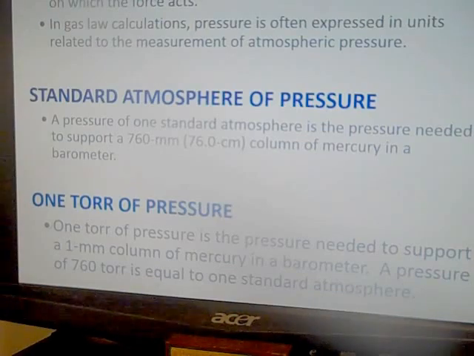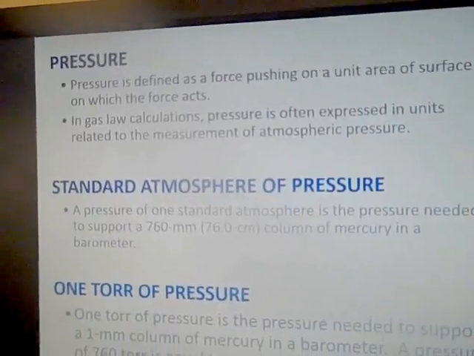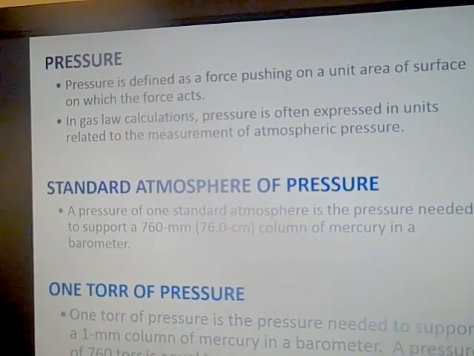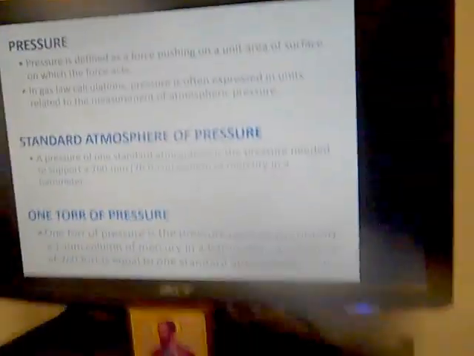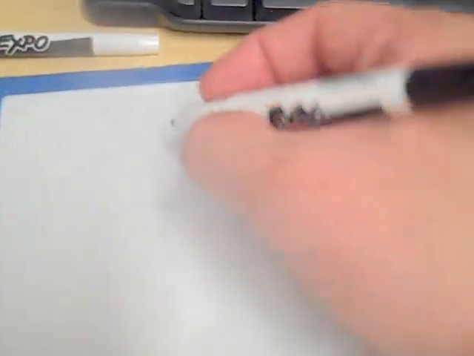Okay. And so pressure here is a force that pushes against a unit area. Okay, and so the SI unit for pressure is pascals. But a very common unit that we use here in the English system is torr. Okay, so torr.